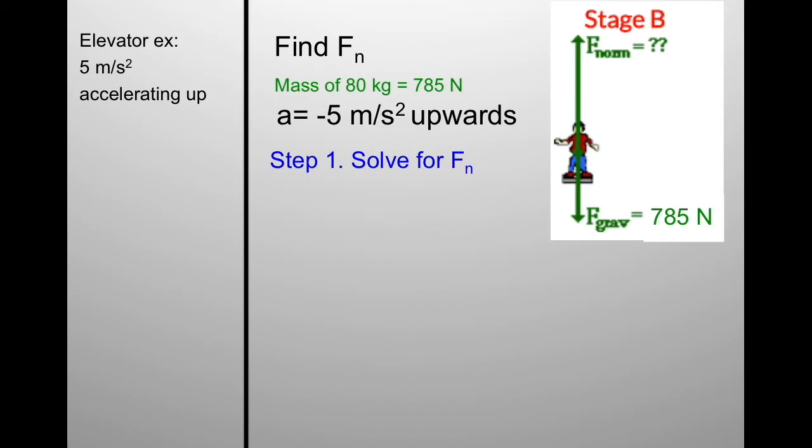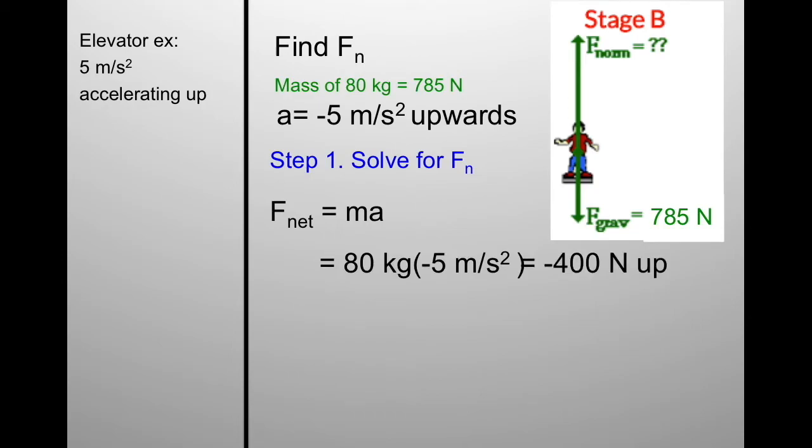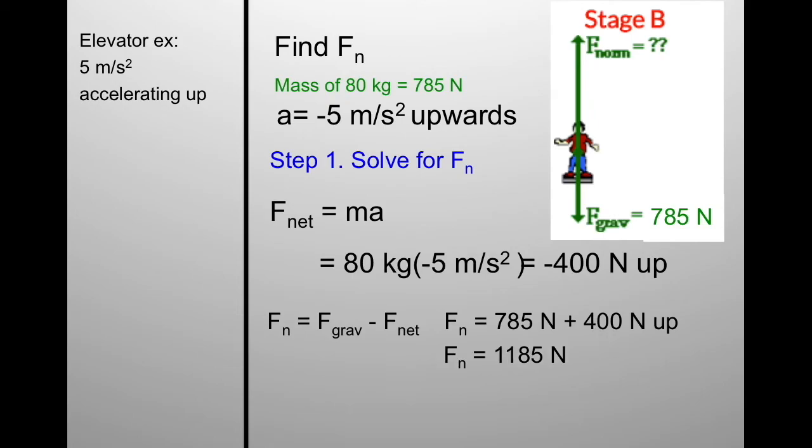Step 1 would then be to solve for the net force. We would use F equals ma, plug everything in, and you would get a total of negative 400 newtons going up. When we find the normal force, we just have to subtract, so I have 785 minus negative 400 newtons. When you are subtracting a negative, you get a positive 400 newtons up. So you would add the two figures, and you get a total of 1,185 newtons.